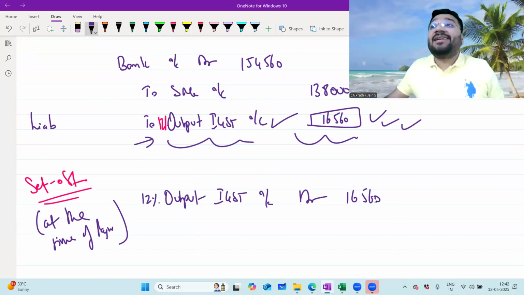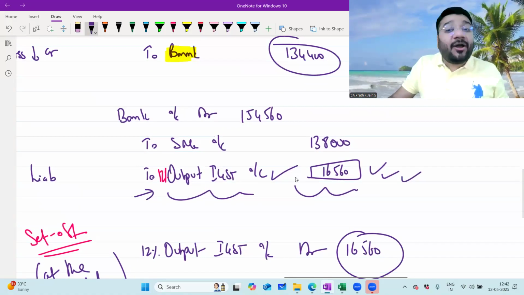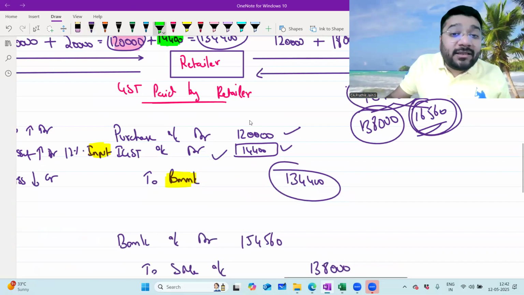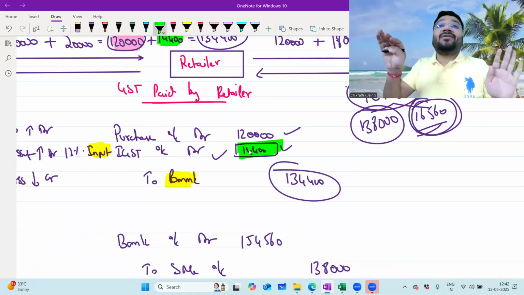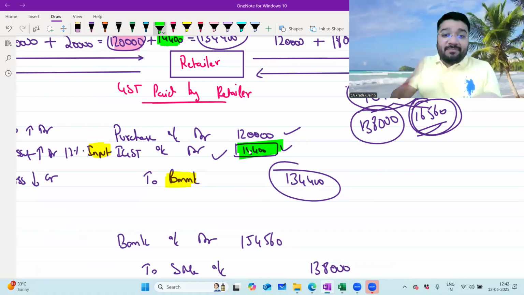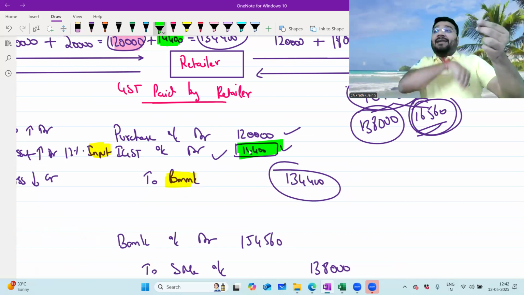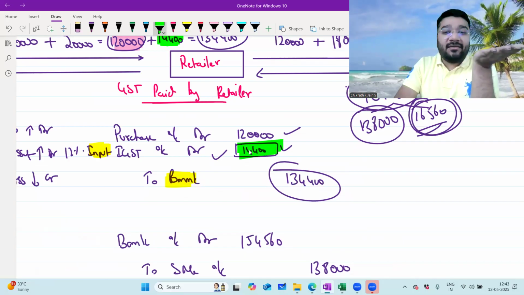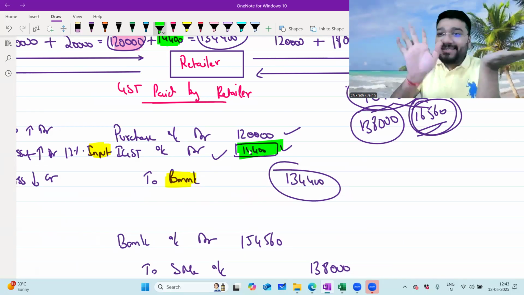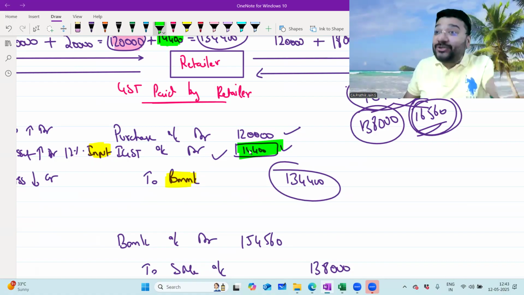Now, will you pay this entire money? No, you'll not pay this entire money to the government, because in this 16,560 the retailer has already paid 14,400 to the government in advance. So you will minus that 14,400 and pay the balance to the government. In my hand, how much is there now? 16,560. From the 16,560, I'll count and take 14,400 and put it back in my pocket. How much is there in my hand? 16,560 minus 14,400 is 2,160. This 2,160 is what I'm going to pay to the government.